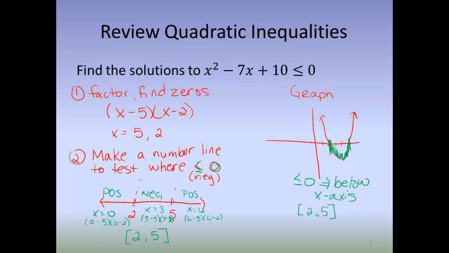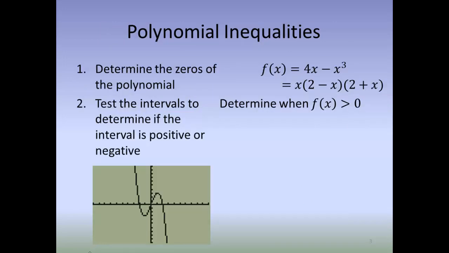Okay? So there were two ways to look at it. One is the algebraic way of factoring, finding the zeros, and making a number line to test to find your solution. The other way is observing the graph and seeing where it was below the x-axis. So we're going to take that idea and talk about polynomial inequalities. Again, we're going to determine the zeros and we're going to test those intervals.